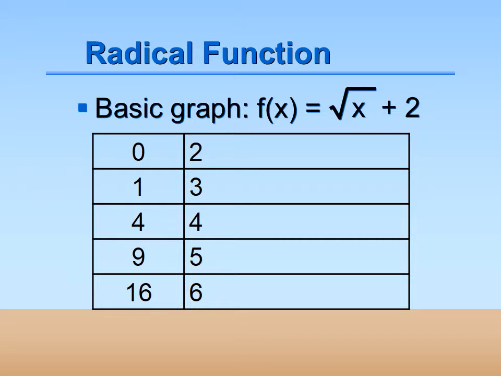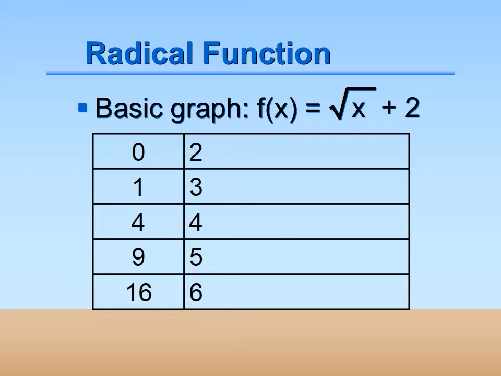Let's look at the graph f of x equals the square root of x plus 2. So now, when we plug in 0, the square root of 0 is 0, but then plus 2 is 2. And the square root of 1 is 1, but plus 2 is 3. And the square root of 4 is 2, but plus 2 is 4. And the square root of 9 is 3, and then plus 2 is 5. And the square root of 16 is 4, but plus 2 is 6.